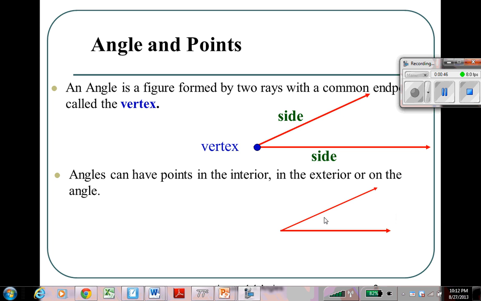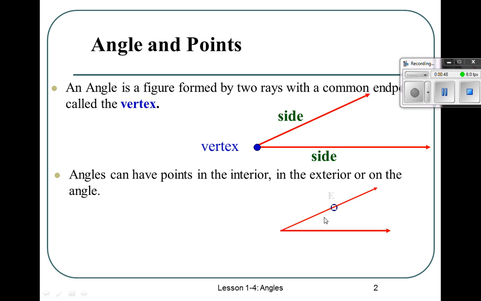So, that's a point on the angle. J is in the interior of the angle. It's inside the angle. If the angle closed, it would smush little point J. Point H is on the exterior of the angle. It's important to know these terms.